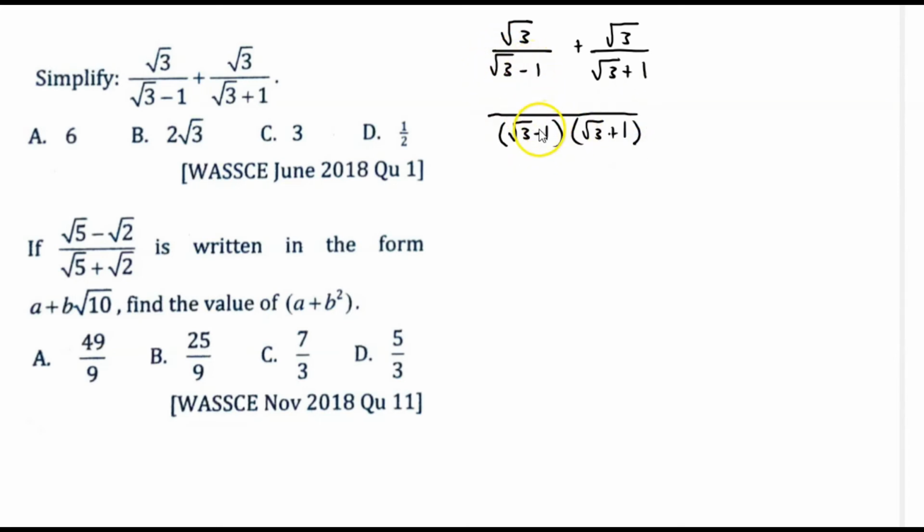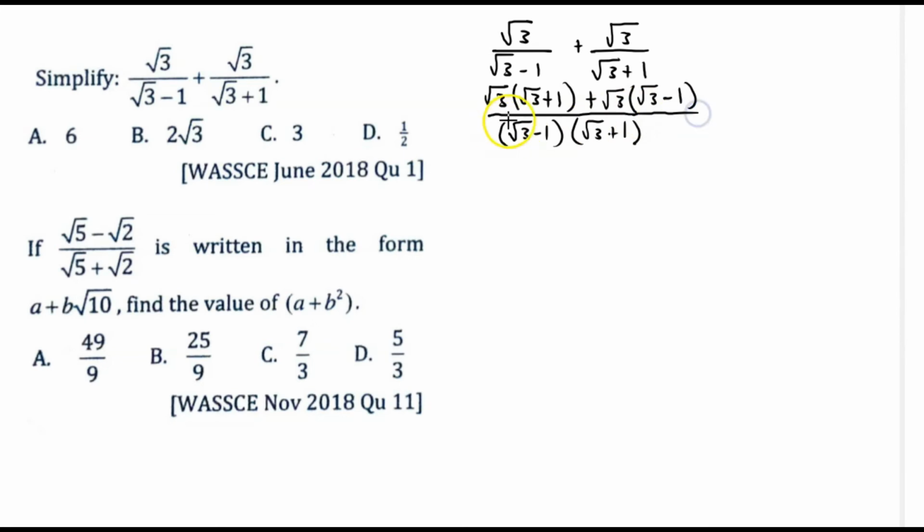In this case, root 3 minus 1 will go into the LCM root 3 plus 1 times. So that will multiply the numerator. So we have root 3 all multiplying root 3 plus 1. Then we have our addition sign. Then root 3 plus 1 will go also into the denominator root 3 minus 1 times. And that will also multiply the numerator. So that will be given as root 3 multiplying root 3 minus 1.